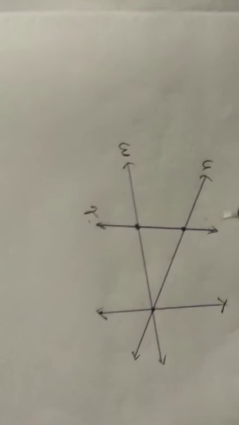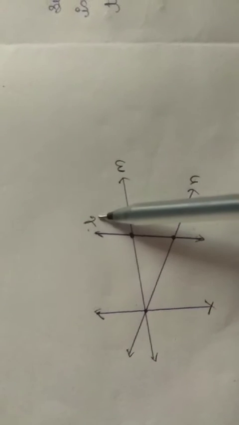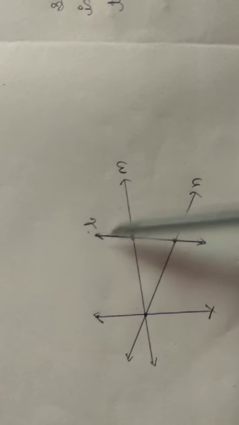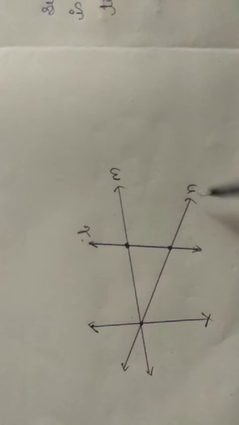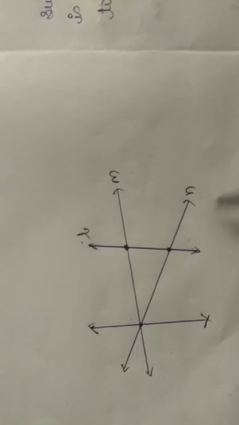We can also consider this. See here, this is a transversal line of these two. L is a transversal line of these two, M and N lines. Yes or no? Because this intersects at two distinct points.